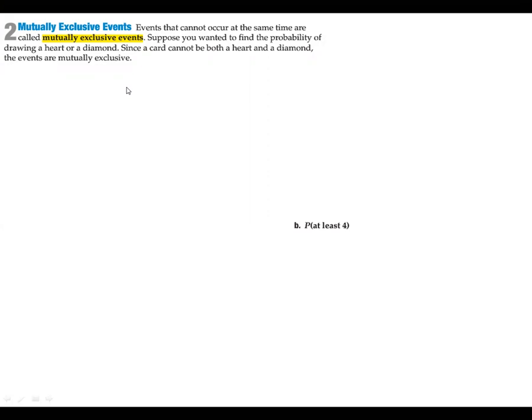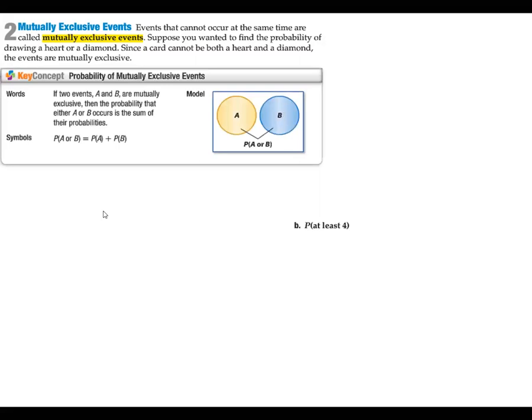Now, if you wanted to find the probability of picking a heart or a jack, those are not mutually exclusive because you can pick a card that is a heart and a jack at the same time. Okay, so let's look at some examples of mutually exclusive events. In a Venn diagram, the two events would not overlap because they cannot occur simultaneously. They're mutually exclusive, so the probability that you do this or that, you just add the probabilities. And notice the word "or" is going to often come up in these types of problems.